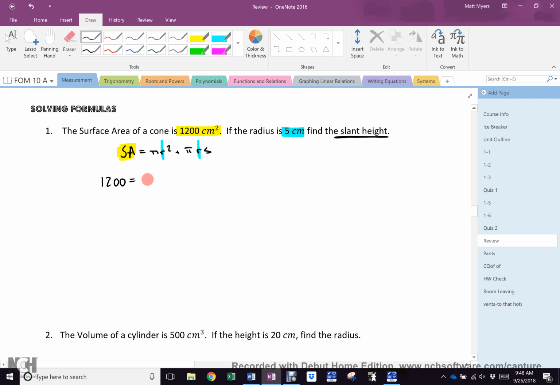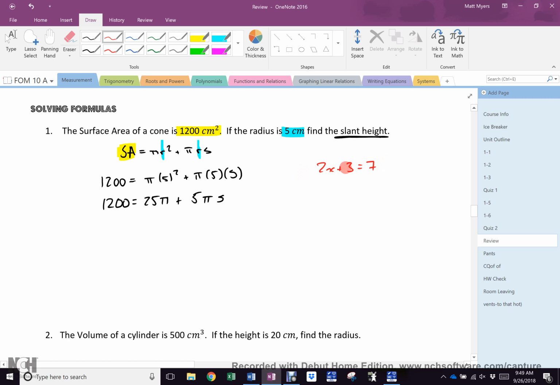1200 equals pi times 5 squared plus pi times 5 times s. Then I simplify. 1200, 5 squared, 25 pi plus 5 pi s. And my job is to get s by itself. So I remind you, if you had 2x plus 3 equals 7, your job is to get x by itself, you got to move everything away from x.